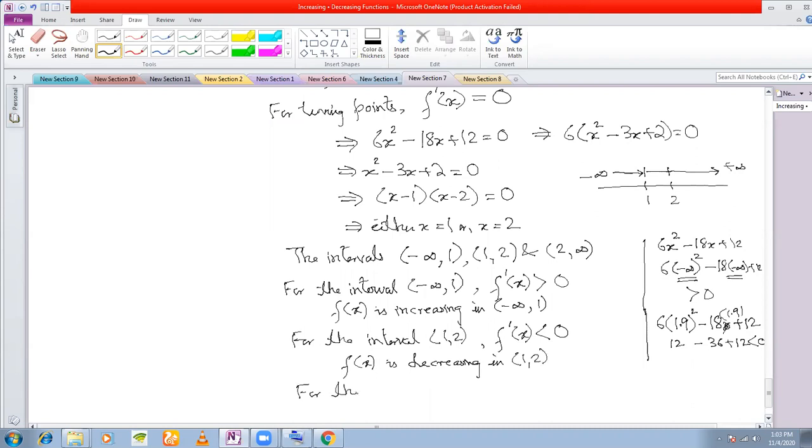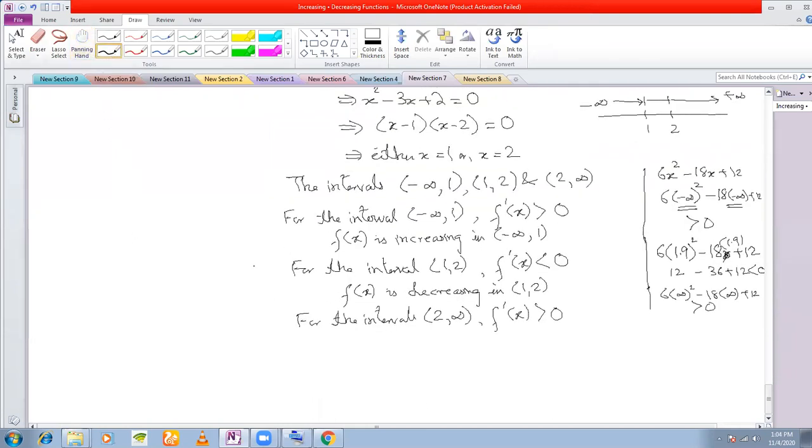Next we consider the next interval, 2 to infinity. For the interval 2 to infinity, what happens to f'(x)? Consider infinity only. 6 into plus infinity square minus 18 into infinity plus 12. This is what? Positive, right? So what happens in this interval? This is again increasing. So f(x) is increasing in (2, infinity).